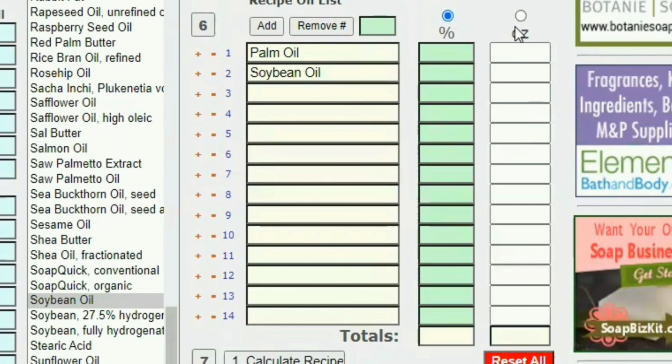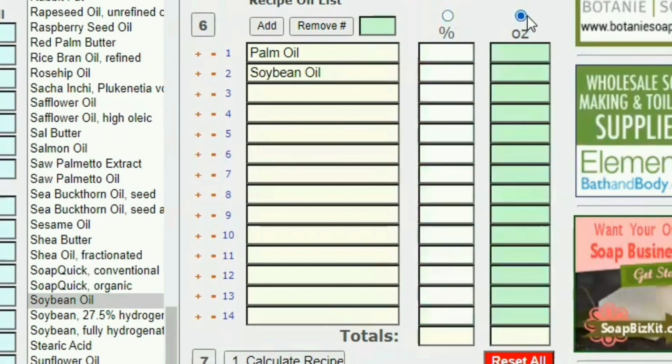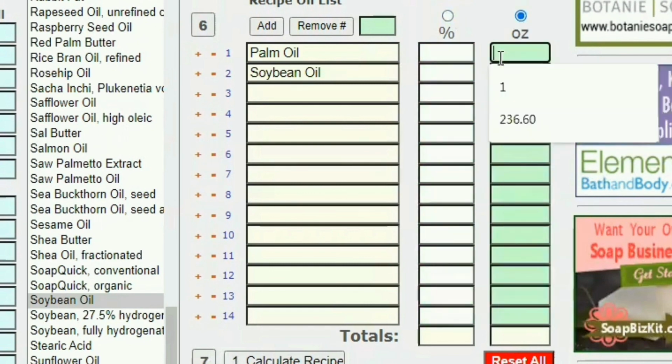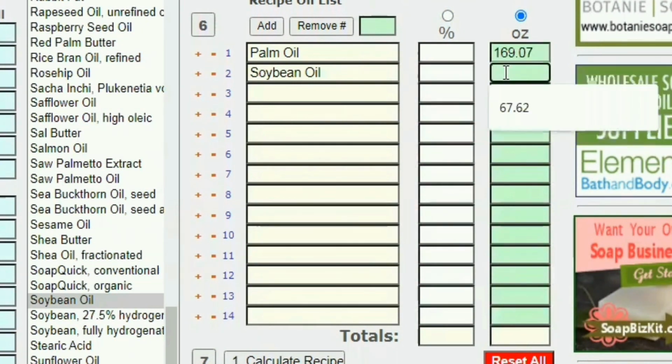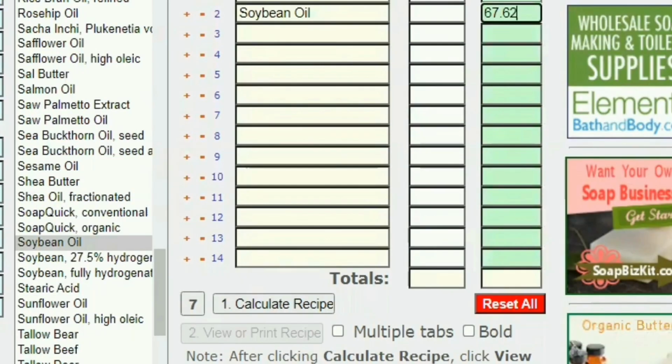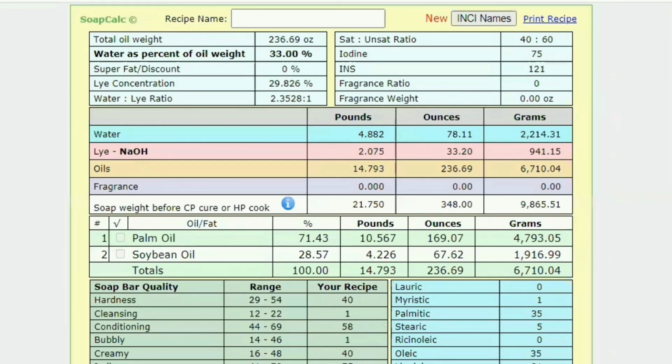So since you've already given us the specific amount of liters that you want to use, which we converted to ounces, we have to select ounces and type in the amount for each one. For the palm oil, that's 169.07, and for the soybean oil, that's 67.62. So we entered that, click on calculate recipe and then view the recipe. Now let's go on to the next page.